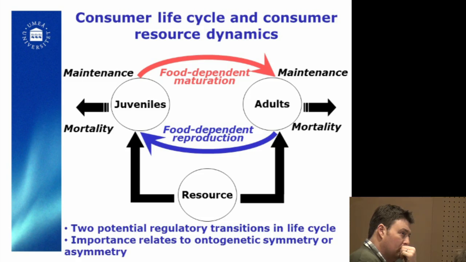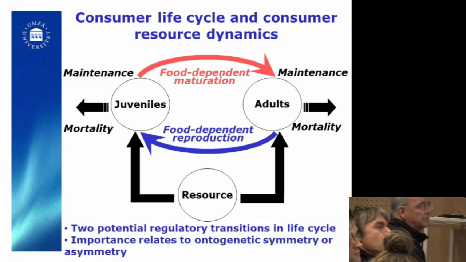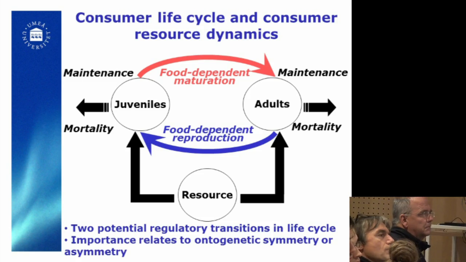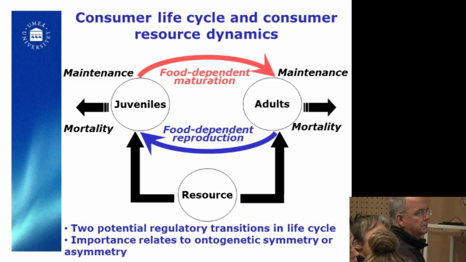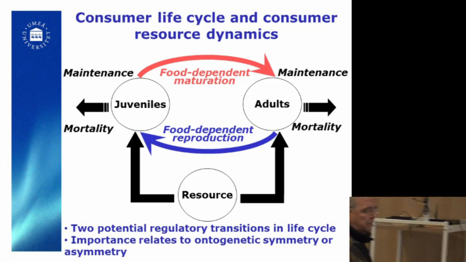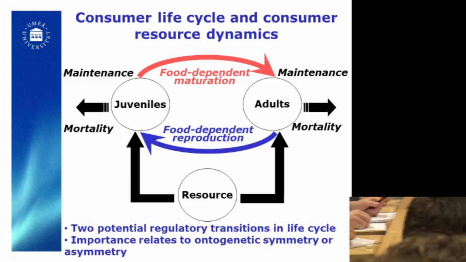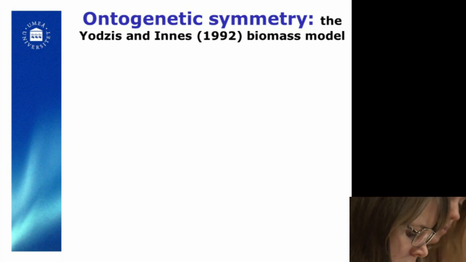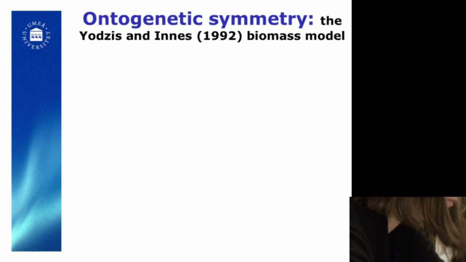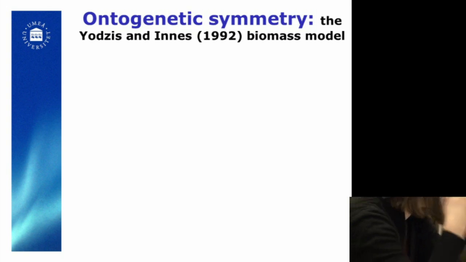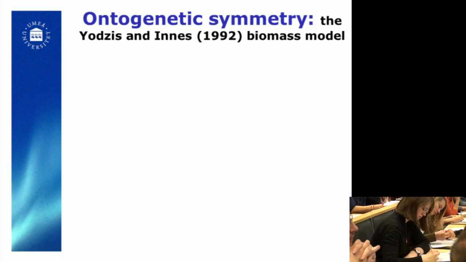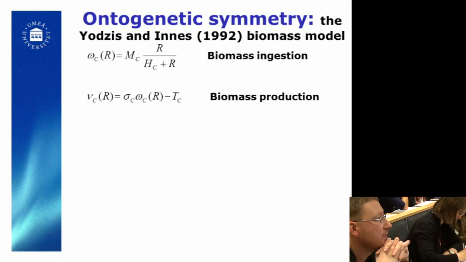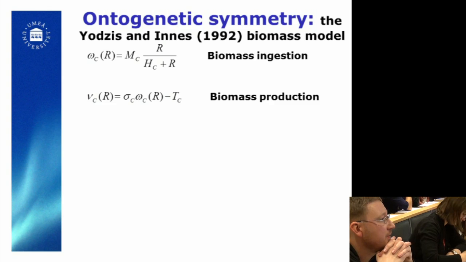You can state that you have symmetry when the rate of reproduction is similar to the rate of maturation. But in all other cases you have asymmetry. So how can we define ontogenetic symmetry? Well, I've used here the Yodzis-Innes model, which is a biomass model where the unit that is measured is biomass. And this equation is pretty simple.